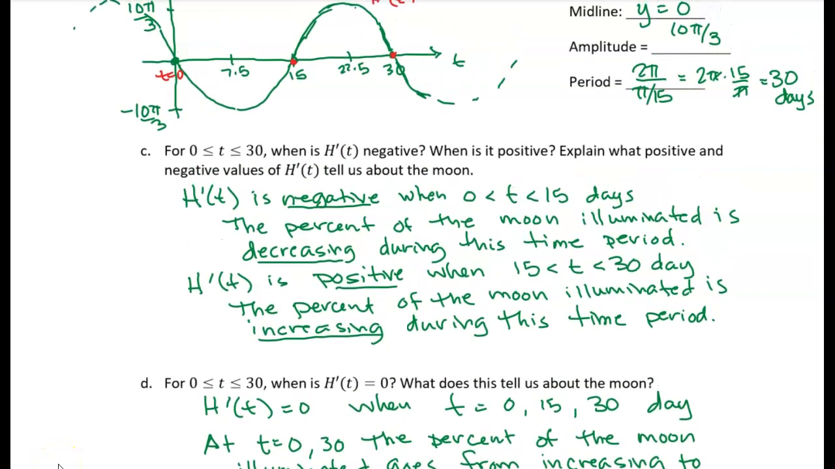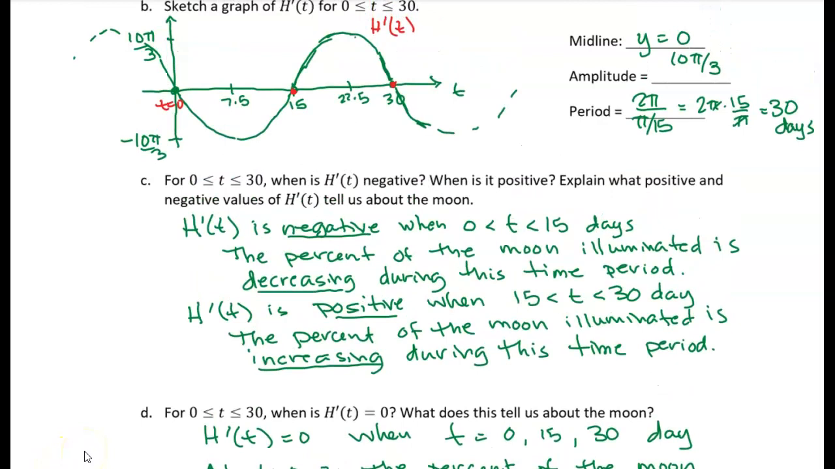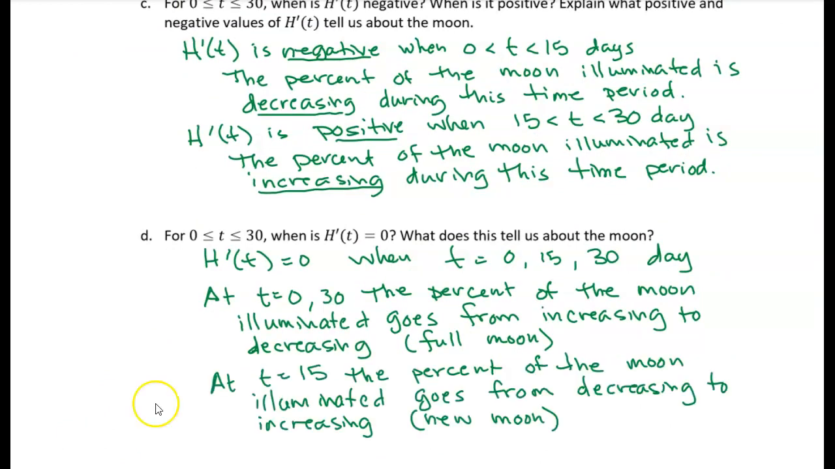Now let's look at the other one at t equals 15. When t is equal to 15, it looks like the slope is going from negative to positive, right? Because h prime of t is going from negative to positive, which means the original function is going from decreasing to increasing. Okay, so essentially, at t equals 15, we have the minimum illumination, and the minimum illumination of the moon would be the new moon. So let's write that down. So at t equals 15, we have the minimum illumination, which corresponds to the new moon.